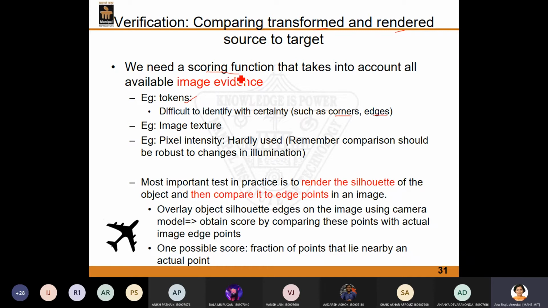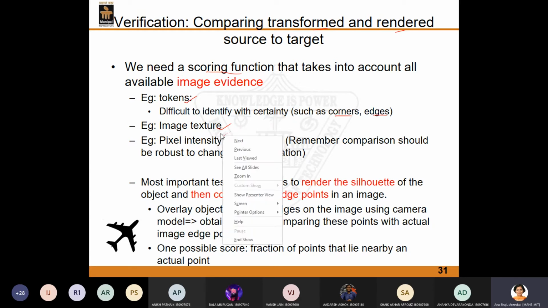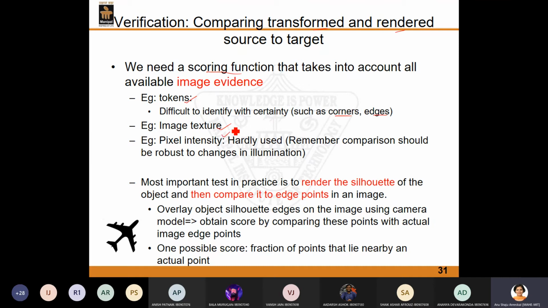Or you can create a scoring function with respect to texture, in the sense you look at the texture of the source and the texture of the target, and you see how much the texture is similar to each other. So that's another way of formulating the scoring function. Or another possibility is where you use the pixel intensity. In pixel intensity, what it means is, you just try to see for a particular pixel value, is it the same pixel value in the source as well as the target.